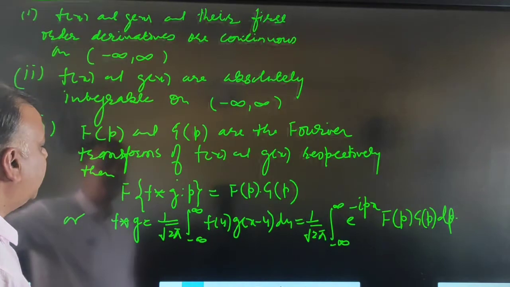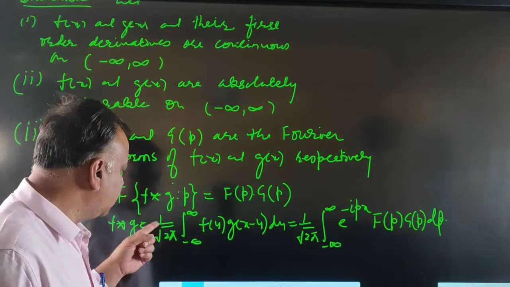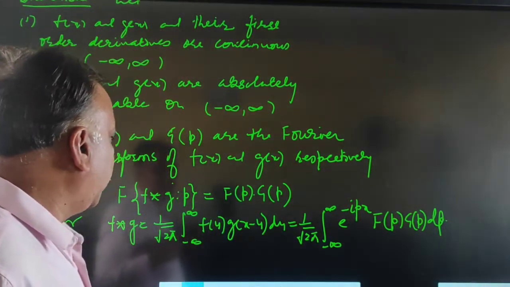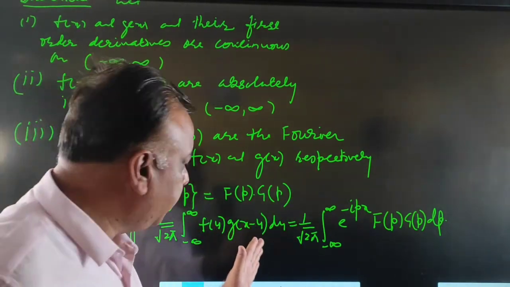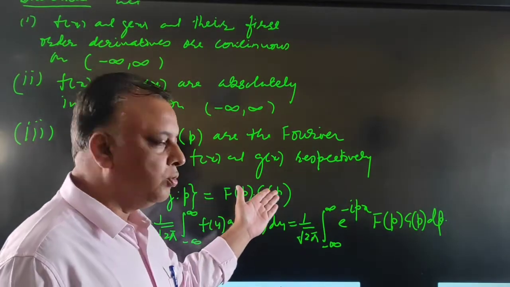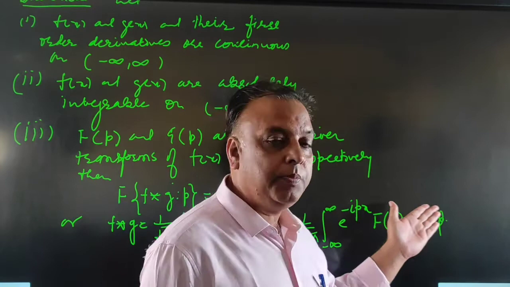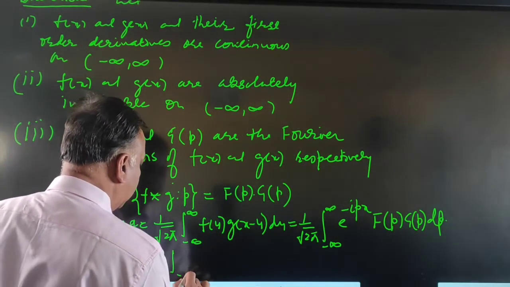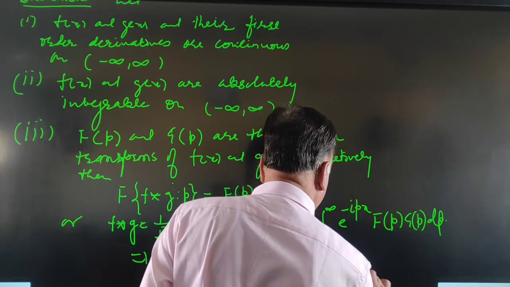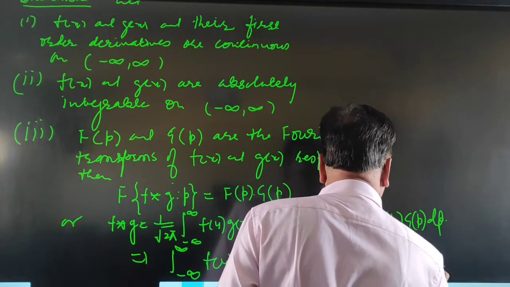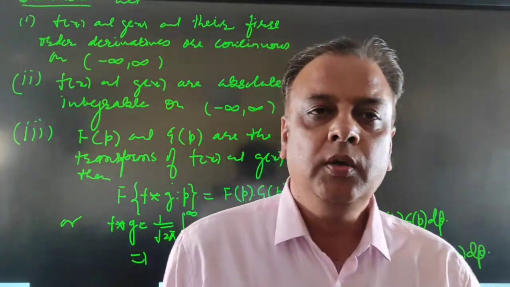Or equivalently, by taking the inverse Fourier transformation, f star g, which we have defined earlier as the convolution of two functions, is equal to 1 upon root 2 pi integral minus infinity to infinity of f(u) g(x minus u) du. The right hand side is the inverse Fourier transformation of F(p) into G(p), that is 1 upon root 2 pi integral minus infinity to infinity of e raised to minus i p x F(p) G(p) dp. Or equivalently, we can write integral minus infinity to infinity of f(u) g(x minus u) du is equal to integral minus infinity to infinity of e raised to minus i p x F(p) G(p) dp. This is known as the convolution theorem for the Fourier transformation.